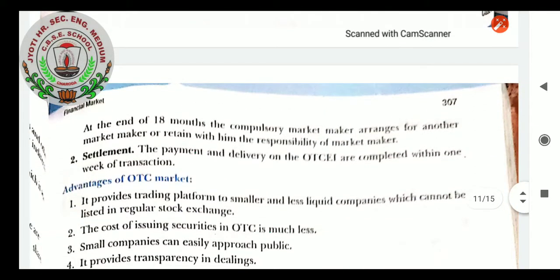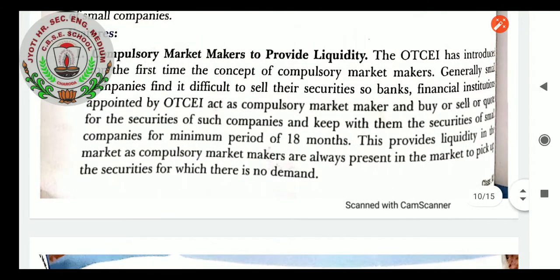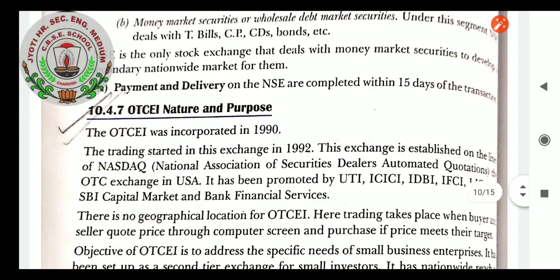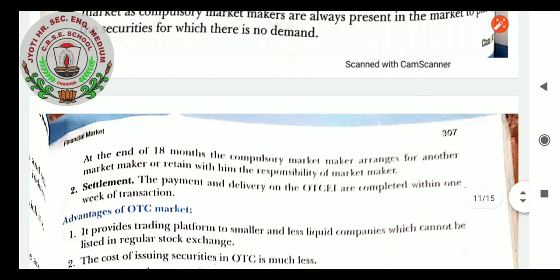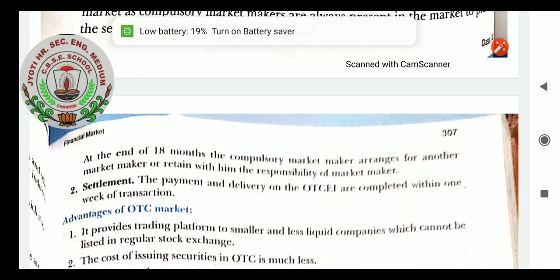Next is the settlements. This provides liquidity in the market as compulsory market makers are always present in the market to pick up the security for which there is no demand. So this was the objective of OTC, students, and the features are given there. At the end of 18 months, the compulsory market maker arranges for another market maker or retains with him the responsibility of market maker. After 18 months, the market maker will do the settlement of all the trade, and the settlement is generally done within 1 week of transactions.